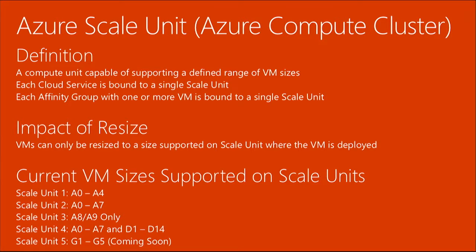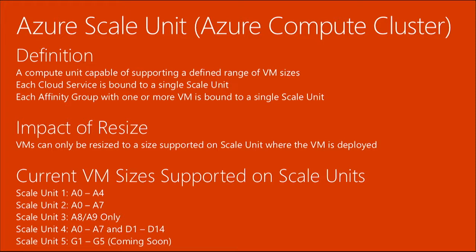Right. This is our scale unit that we use within Azure to deploy the hardware out into the data center and around the world. Now, with these scale units, each cloud service, if you remember from the object hierarchy, is bound to a single scale unit, and we'll show you how that takes effect.